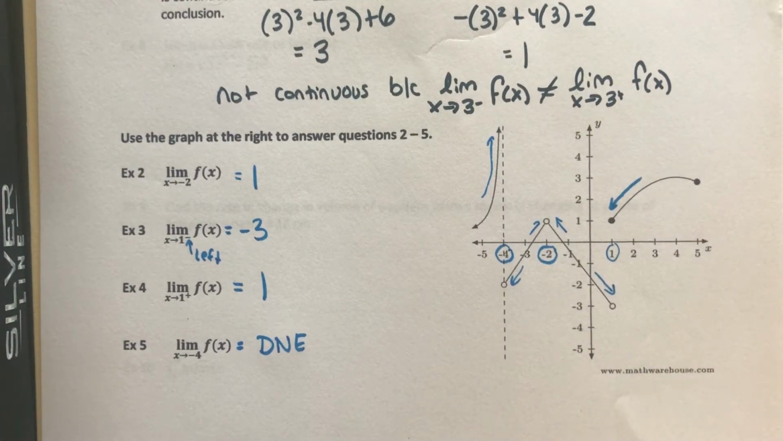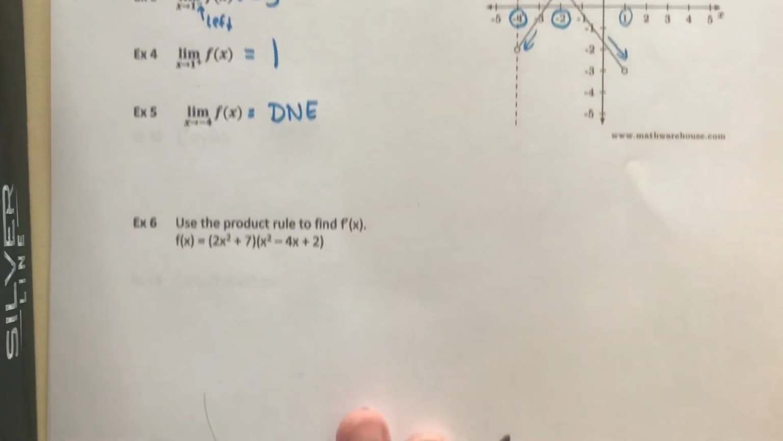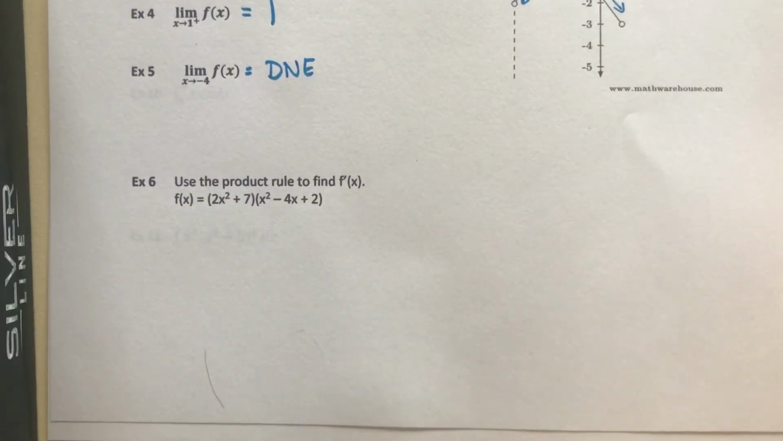Okay, so that's what we spent the whole first unit on. We talked about limits. The second unit we spent with derivatives. So we're going to look at number 6 here. We're going to find the derivative. And we talked about all the different properties.